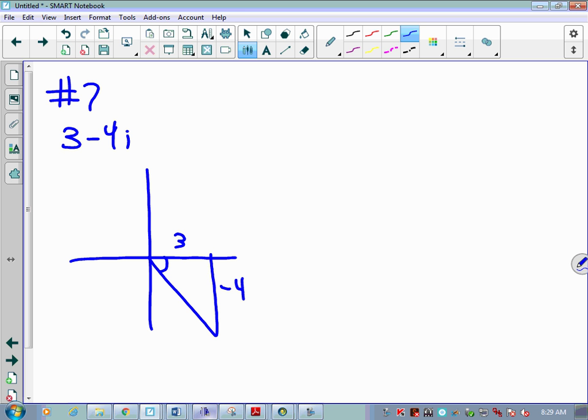So the first thing we need is the hypotenuse. I can do that based upon a couple of things. I could use the Pythagorean theorem, 3 squared plus 4 squared equals c squared, right? Did you get 5 for your hypotenuse? Great, so we got 5. Now we need the angle. Well, we have opposite, we have adjacent, so let's use inverse tangent.